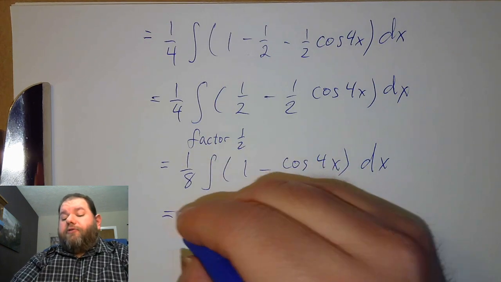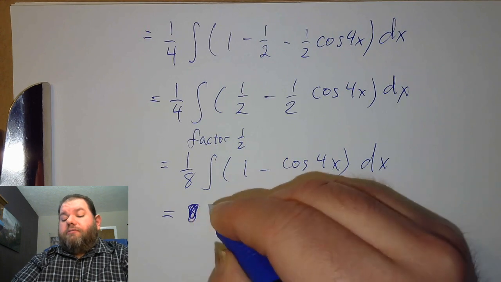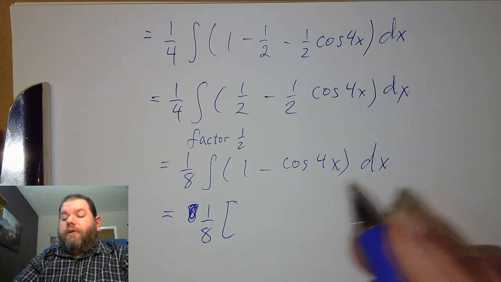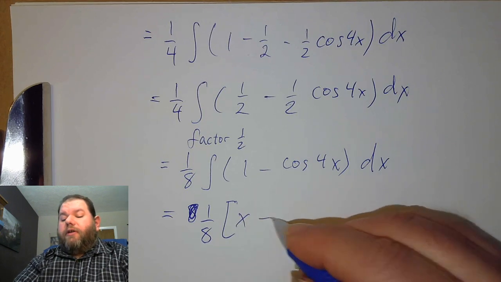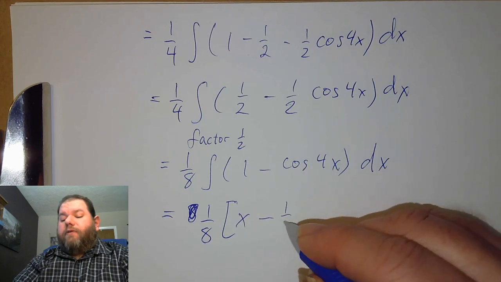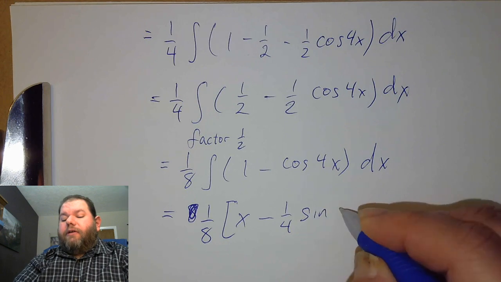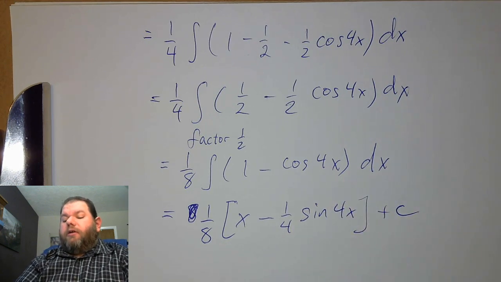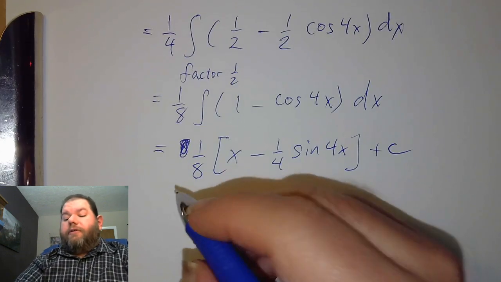But if we go ahead and proceed with our integration, the integral of 1 is x, and the integral of cosine 4x is 1/4 sine 4x. And then we can just distribute our 1/8 back and we'll have our answer.